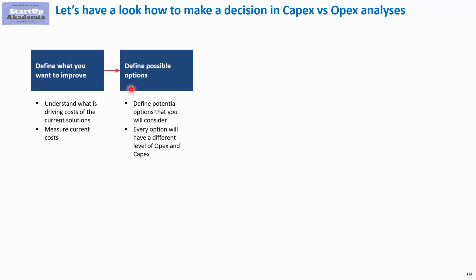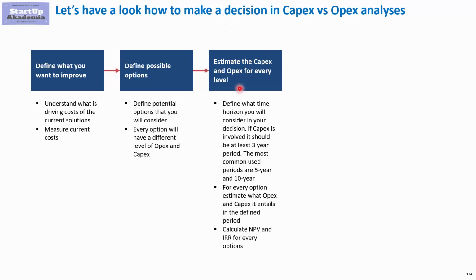Usually when we are defining possible options, we would have one option which is Capex heavy, so it requires a lot of investments, and another one which is more Opex heavy, so it requires more operational costs and less capital expenditures, less investments. In the third stage, after defining the potential options, you have to estimate the costs and the investment required, and you have to try to estimate what will be the impact on your company within a certain period of time. I would say that the least period that you can use is 3 years, although usually we would look at a 5-year or 10-year perspective.